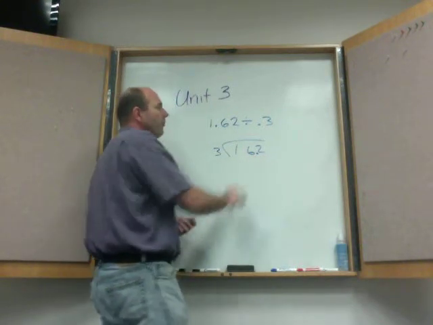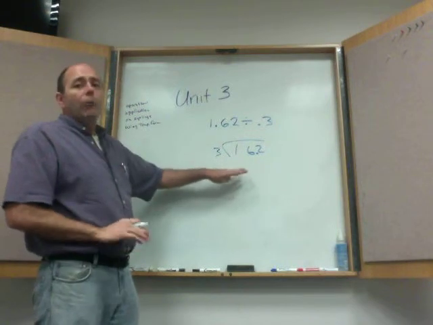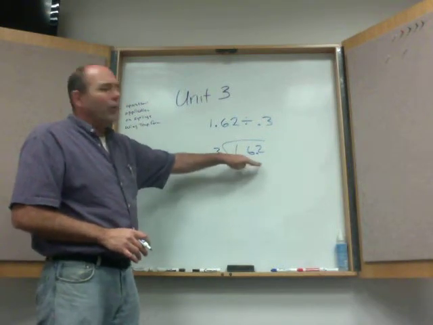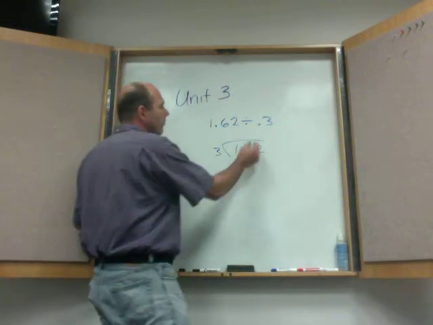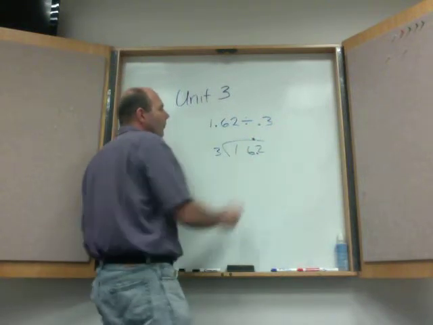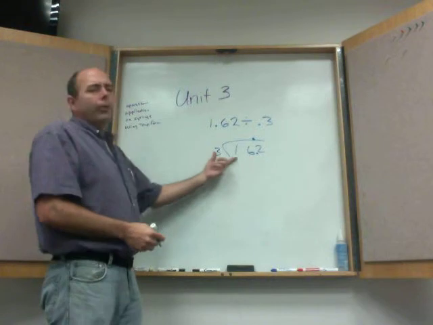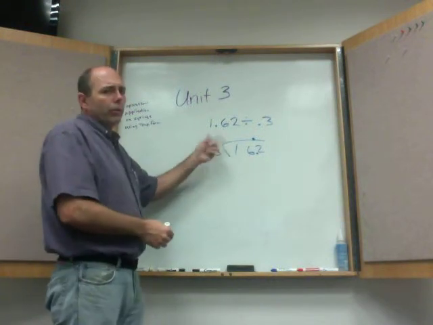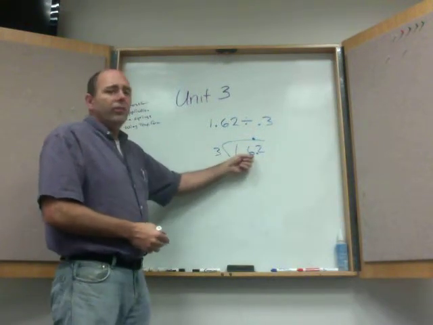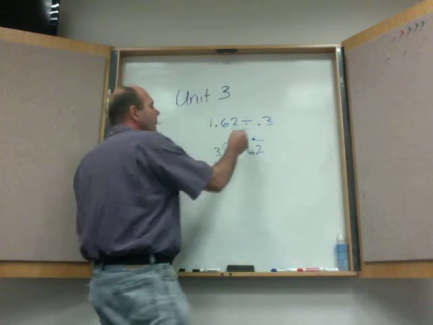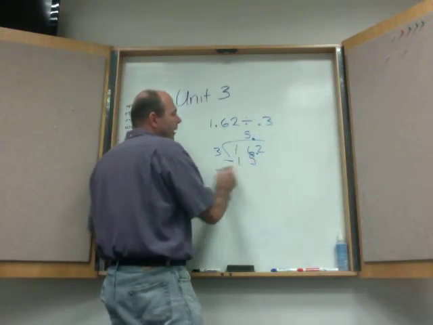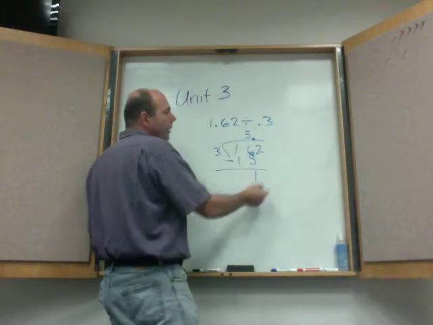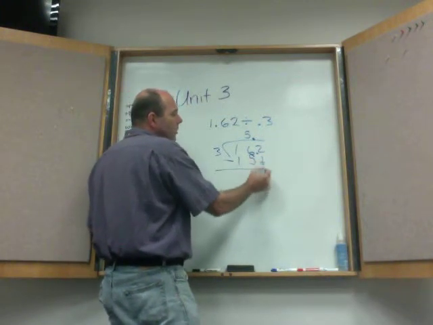Get rid of this. At this point, I'm ready to divide, except that I want to make sure that I don't make a mistake. I'm going to move this decimal point straight up. Now you know how to divide. 3 doesn't go into 1, so I could put a 0 or just leave it. Does 3 go into 16? Yes, 5 times. That makes 3 times 5 is 15. Subtract it off, I have a remainder of 1. I'll bring down my 2.